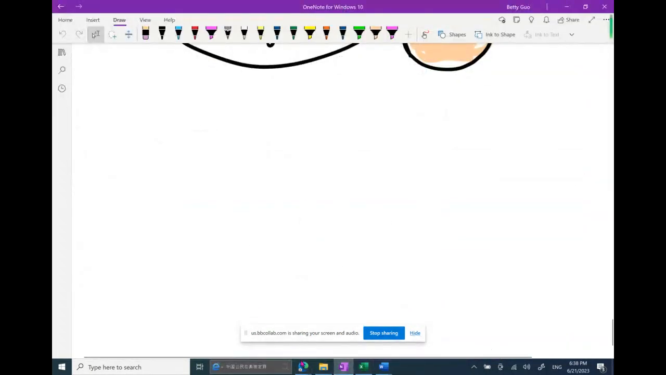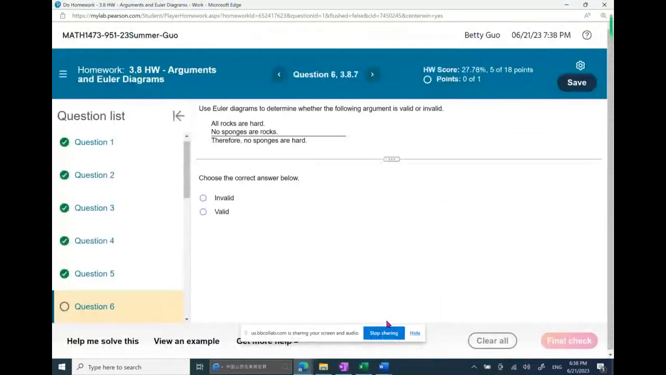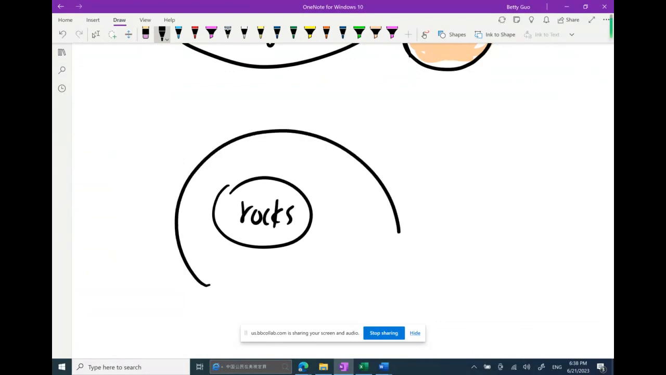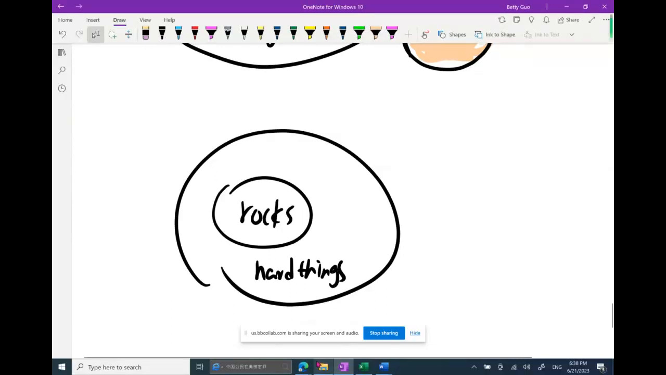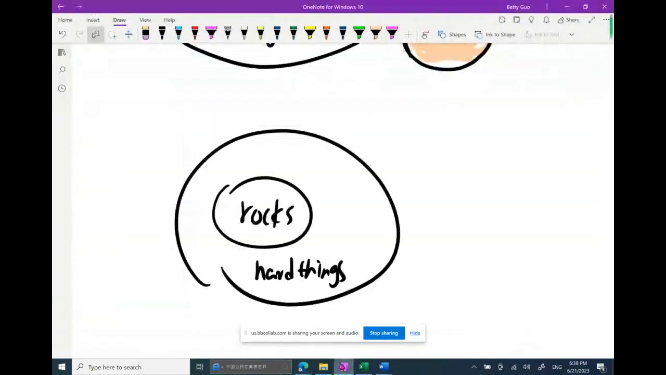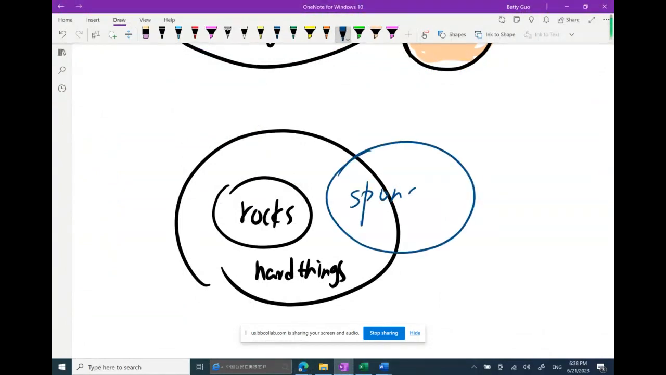Okay, so what is the problem? I have to look at it again, I forgot. Rocks, hard, sponges, no sponges are rocks. Okay, so all rocks are hard. Yeah, hard things. That's the first premise. Second premise, no sponges are rocks. That could only say that sponges and rocks are disjoint. Yeah, the small black circle and the blue circle, they are disjoint.